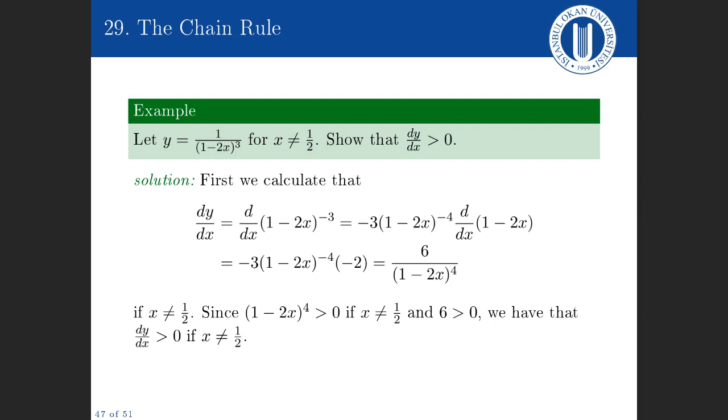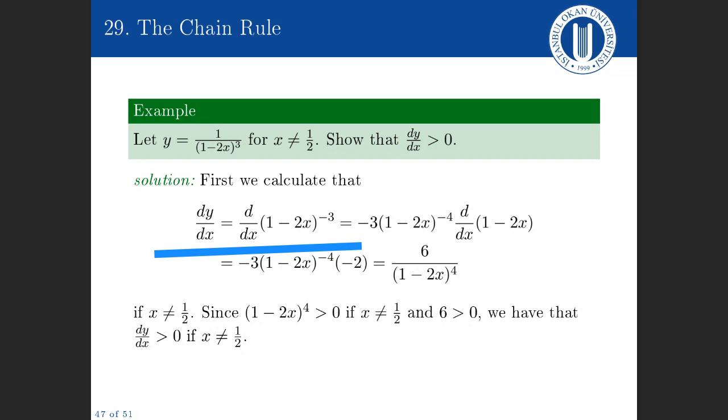Another one. Let y be 1 divided by (1 minus 2x) cubed, as long as x is not a half, because we don't want to divide by 0. Show that dy dx is always strictly greater than 0. Well, first I'm going to calculate this derivative, and then I'm going to show that this is always greater than 0. So I start with dy dx, that's d dx of (1 minus 2x) to the power of minus 3.